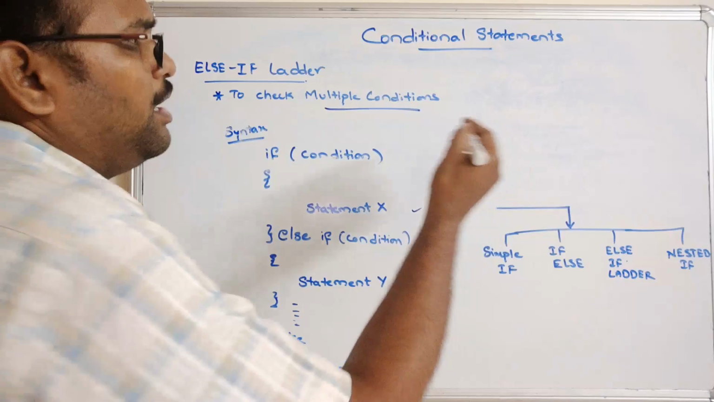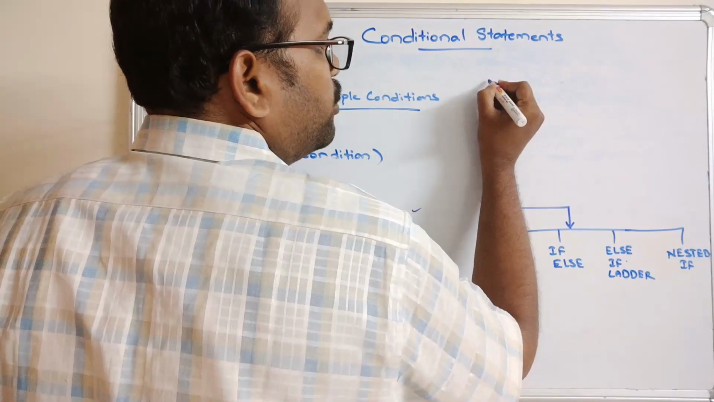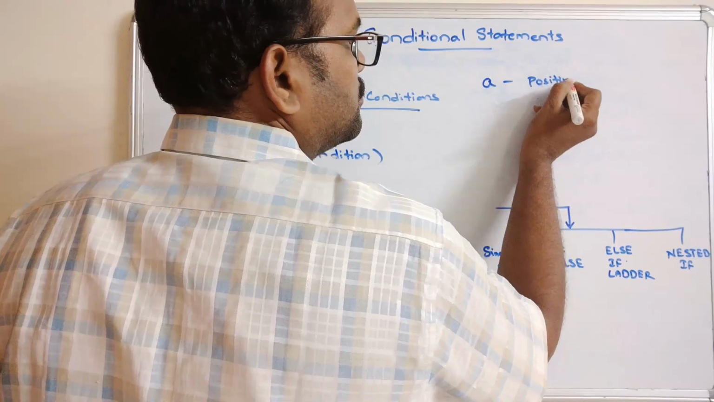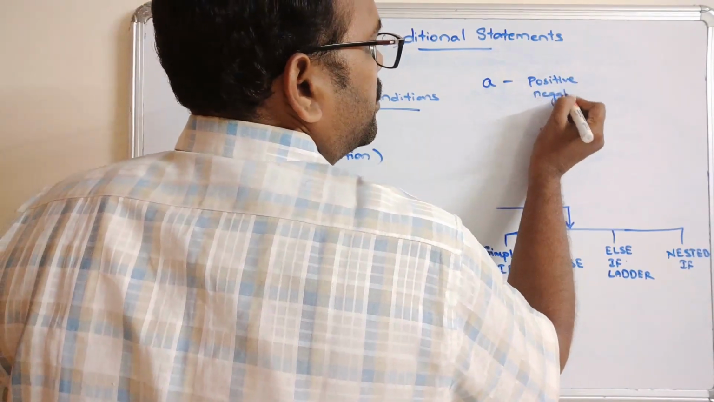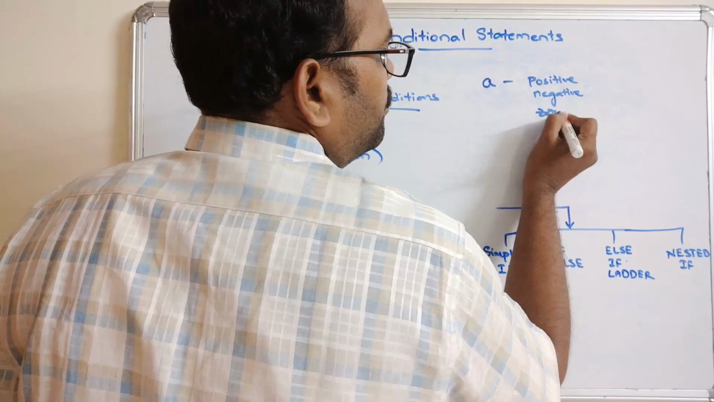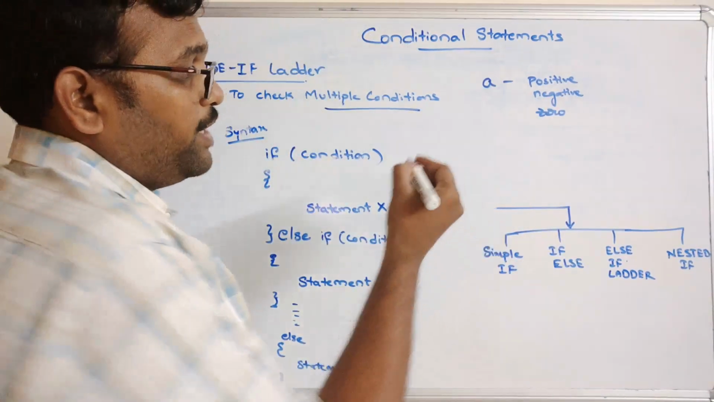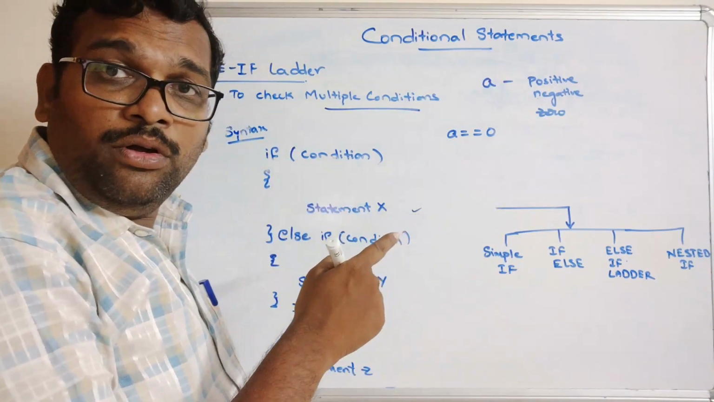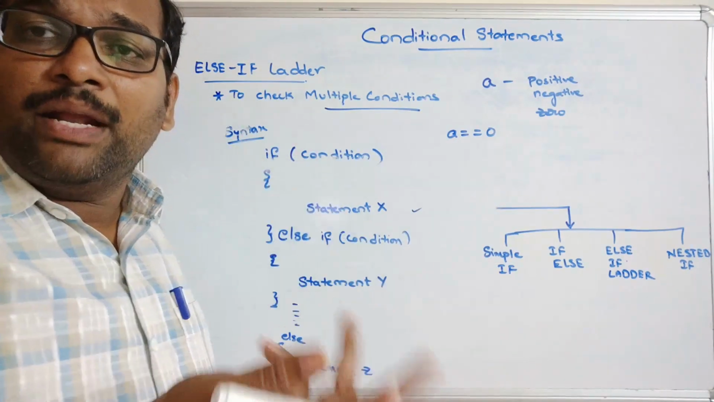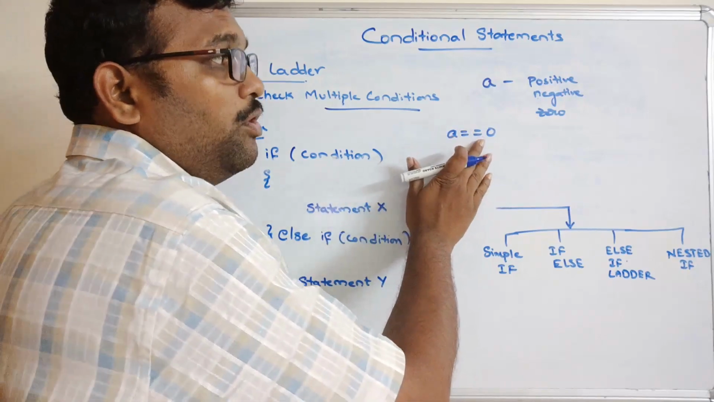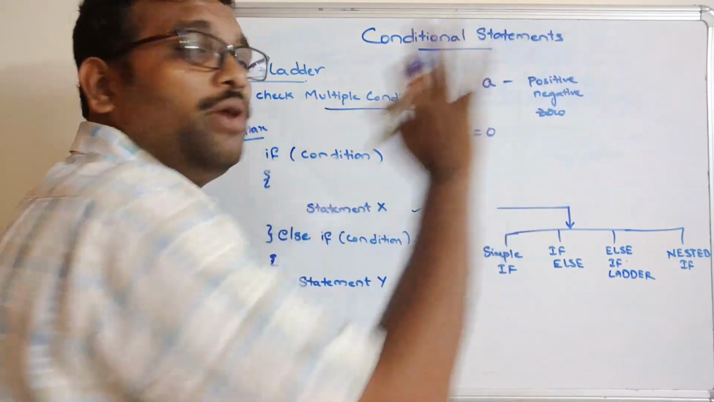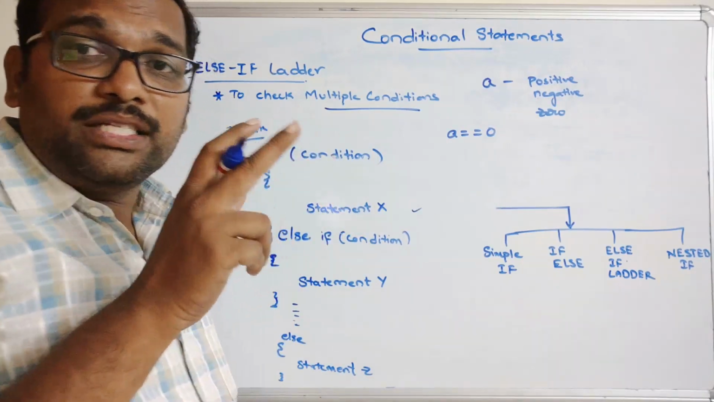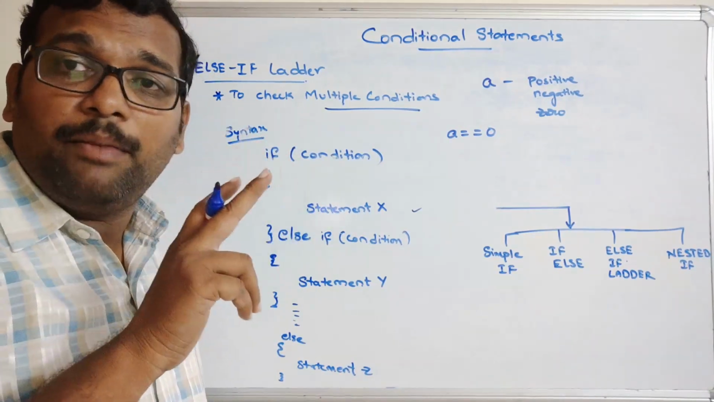For example, we need to check whether a number is positive, negative, or zero. First we can check a is equal to 0. If it is true, then we can simply say that the given number is 0. If it is not 0, we have to check whether it is a positive or a negative number. Again we have two things: it can be a positive number or it can be a negative number.